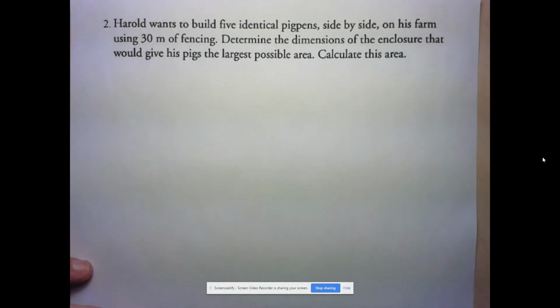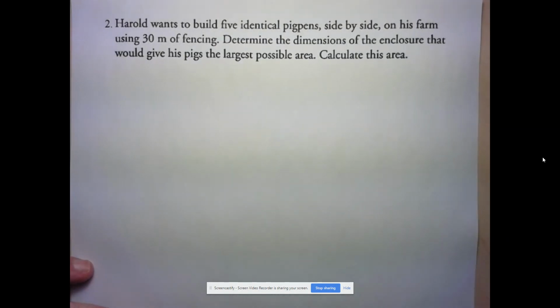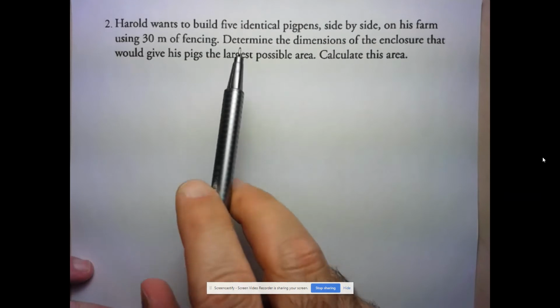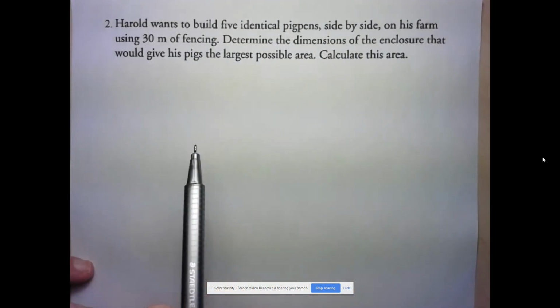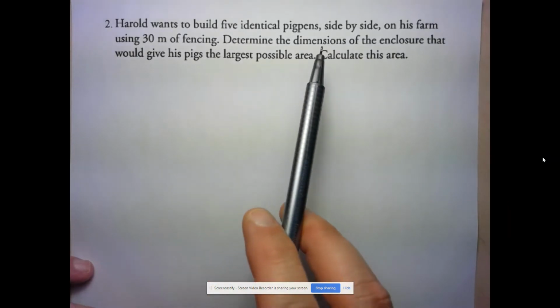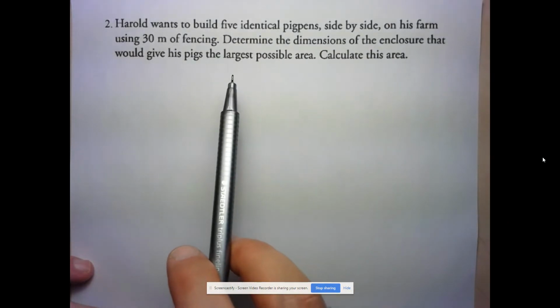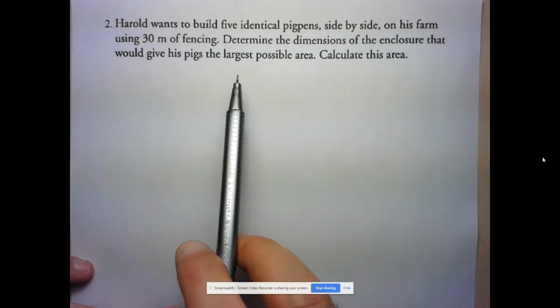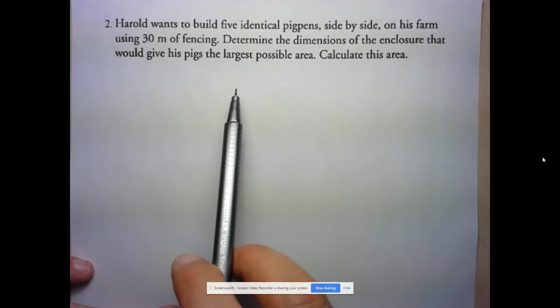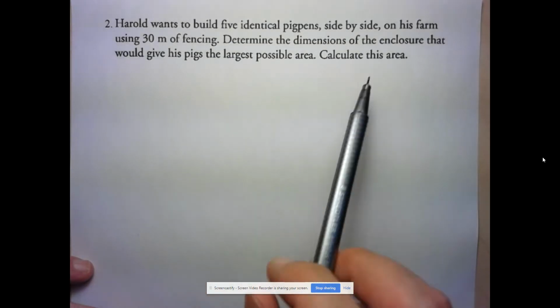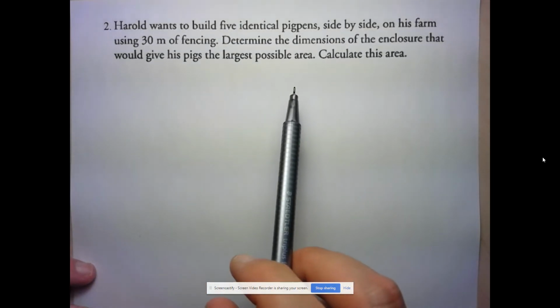Hi folks, we're going to take a look at number 2 from the homework. So here it says that Harold wants to build 5 identical pig pens side by side on his farm using 30 meters of fencing. Okay, so I think we're going to assume here that these pig pens are going to be rectangular, and they want us to determine the dimensions that would give his pigs the largest possible area. All right, and they want to calculate the area of this enclosure. That's going to be a maximum.